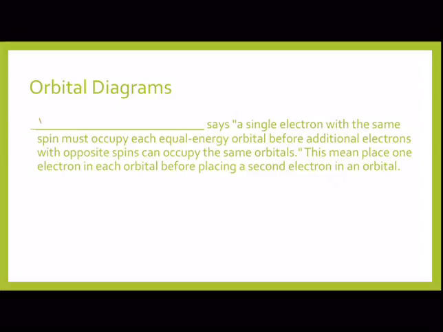Hund's rule says that a single electron with the same spin must occupy each energy orbital before additional electrons can occupy the same orbitals. So this means you would place one electron in each orbital before placing a second one. So like this, not like this. So if we have four electrons in a p orbital, they should look like that first example.